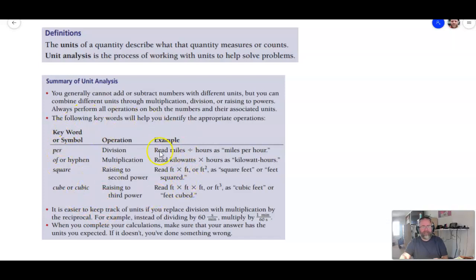And I copied a definition and a summary here, so make sure you pause the video and take a look at this. They give keywords to tell you what the operation is. For example, if you say I'm going 100 miles per hour, the per tells you to divide. So that could be written as 100 miles divided by 1 hour. And we also use unit fractions in order to move from one unit to another, or to convert from one unit to another unit.